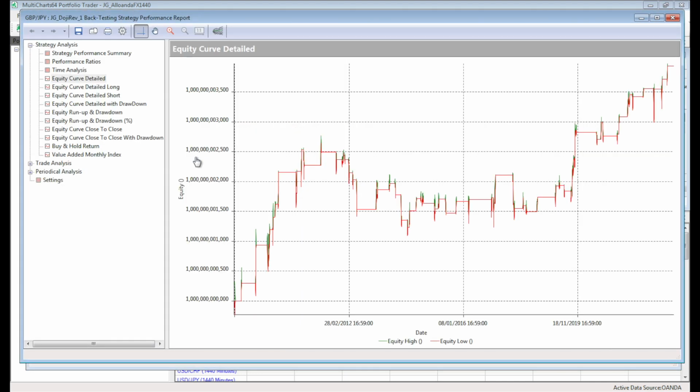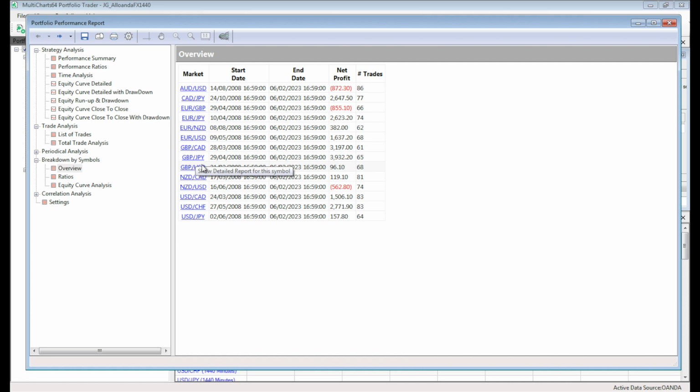Pound yen, equity curve's not that great. It's going up, but yeah, it's not the best. Pound dollar, barely making any money. New Zealand dollar, Canadian dollar, barely making any money. New Zealand US dollar, not making money.